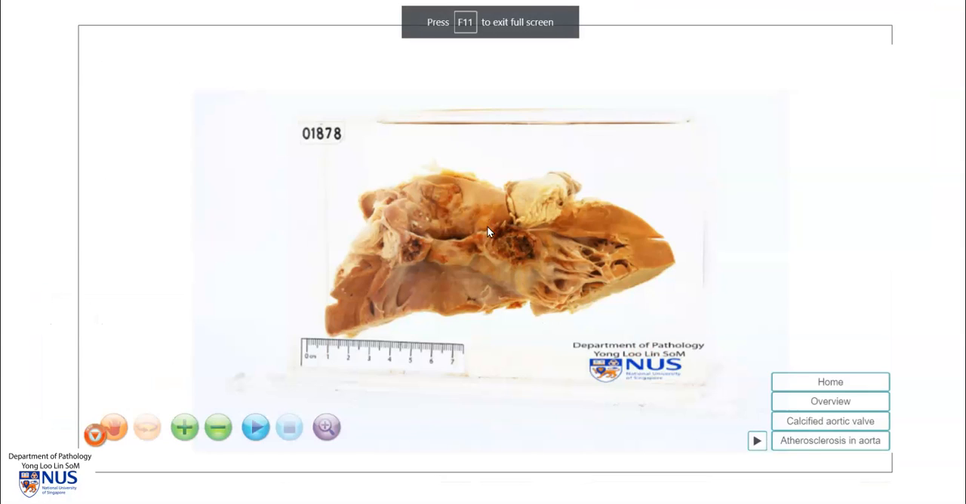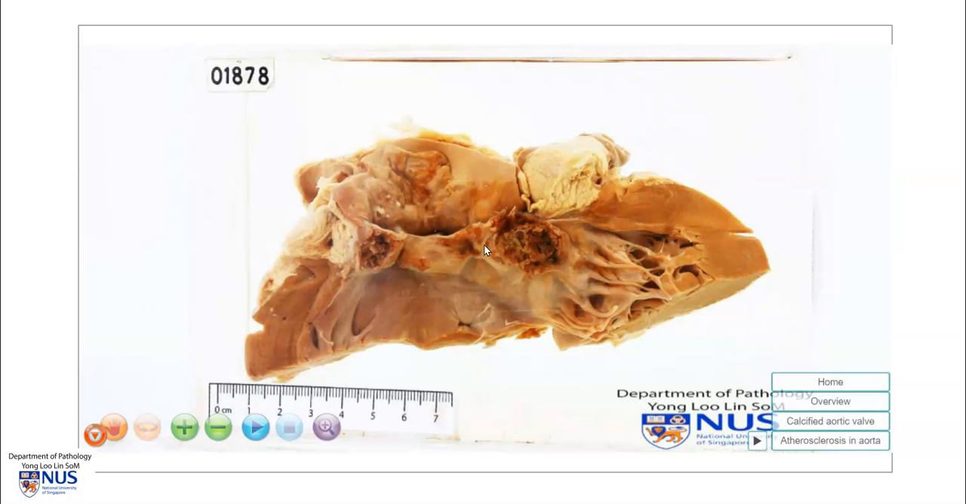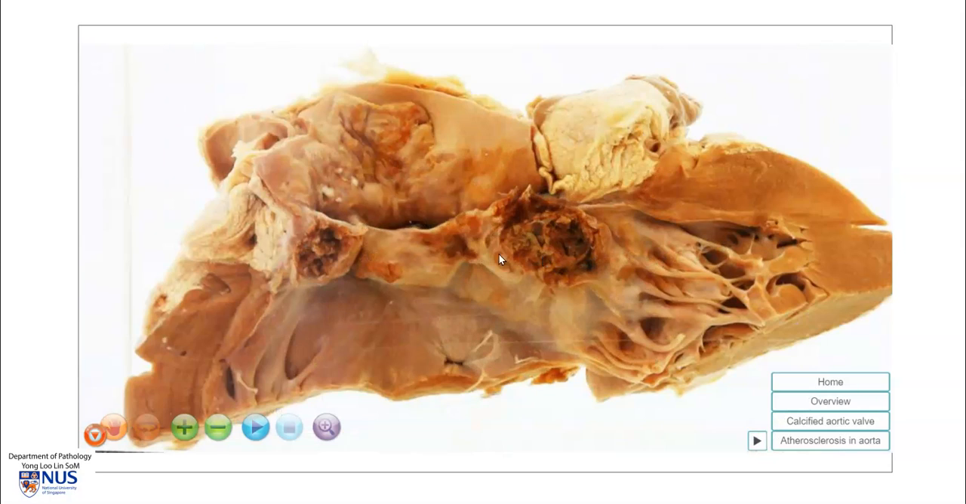In summary, here is an example of calcific aortic stenosis. This can be post-inflammatory or degenerative in nature, and grossly what we see is thickening of the valve cusps. They have also lost their translucency because of fibrosis. The cusps are fused to each other, and there is also thickening and expansion of the cusps due to calcifications.